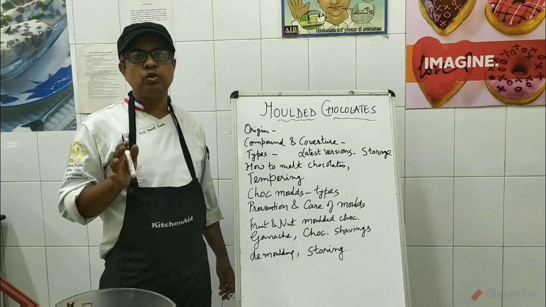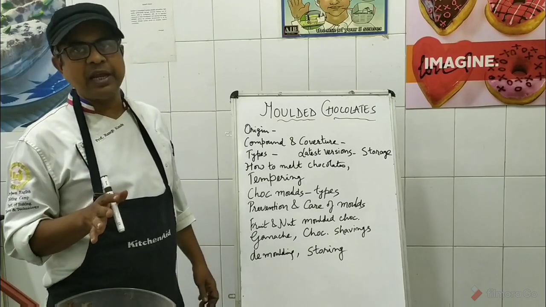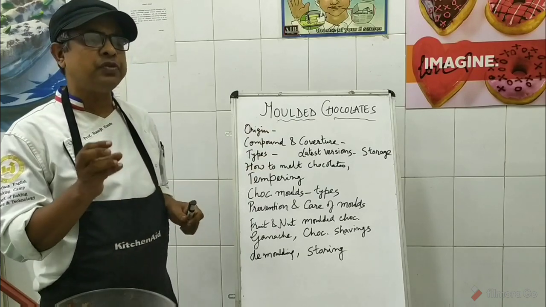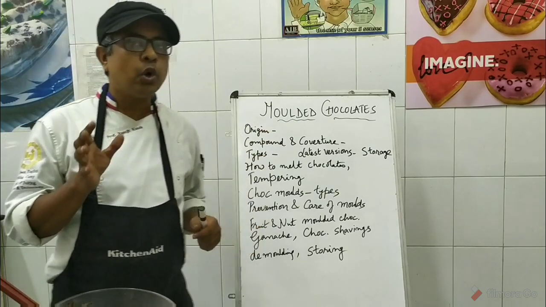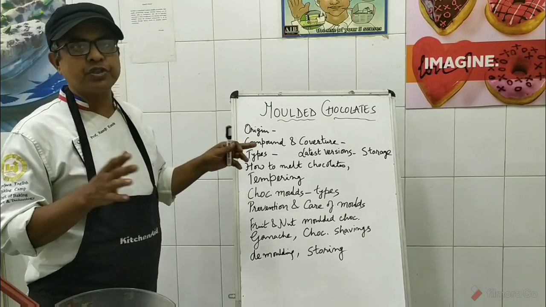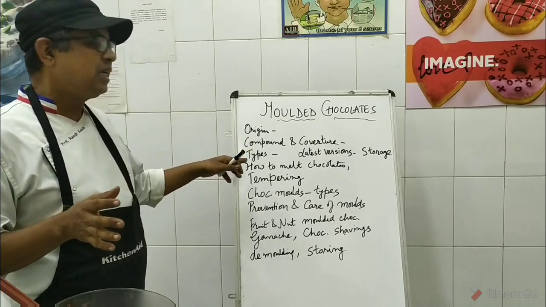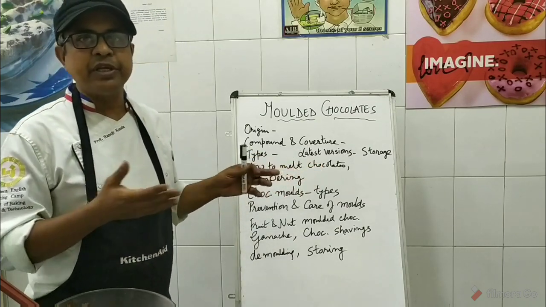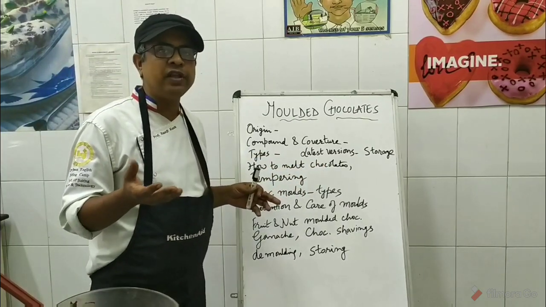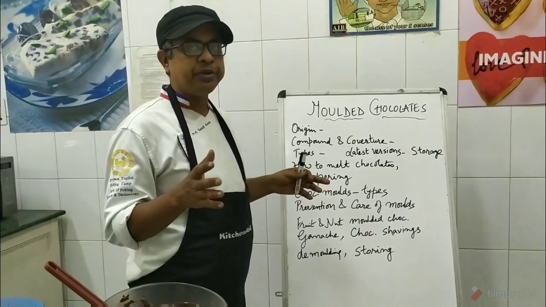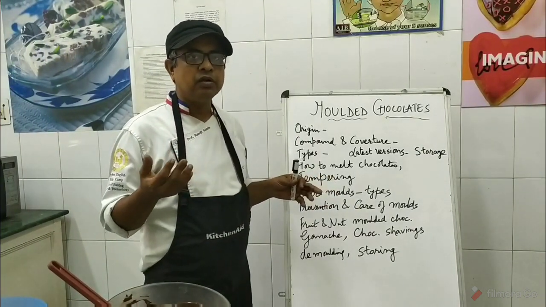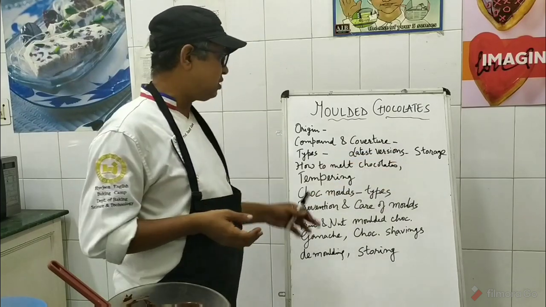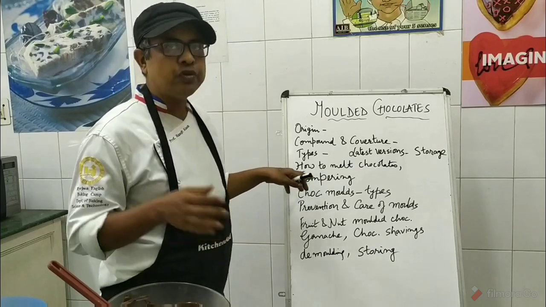We are here to do some practical demonstrations, and today's topic is molded chocolates. When we talk about chocolates, we will understand a little bit about the origin, compound and couverture chocolates, the different types of chocolates, and the latest versions, in the sense that there are different flavored chocolates available in the market these days. We will also cover how to store the chocolates and how to melt them.